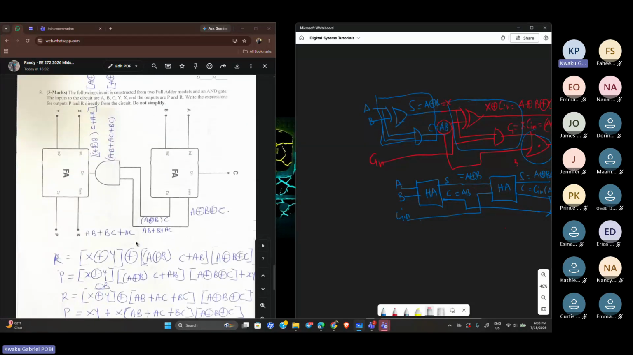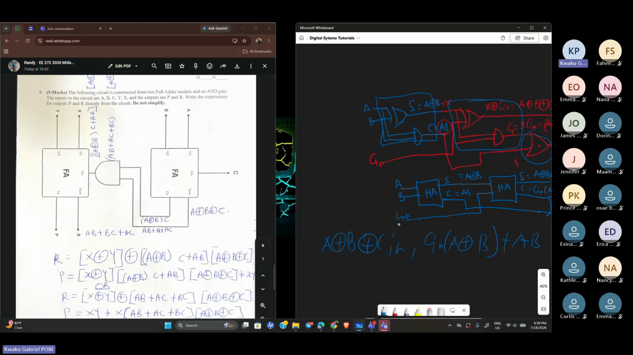Okay, so this was saying the following circuit is constructed from two full adder modules and AND gates. The inputs are A, B, C, X, Y, and the outputs are P and then R. So here he wanted you to know the expressions for the full adder straight away. So the full adder, we realized that the sum is the XORing of the three inputs. And then the carry out is when you multiply this, then you add AB to it. That will be your carry out.